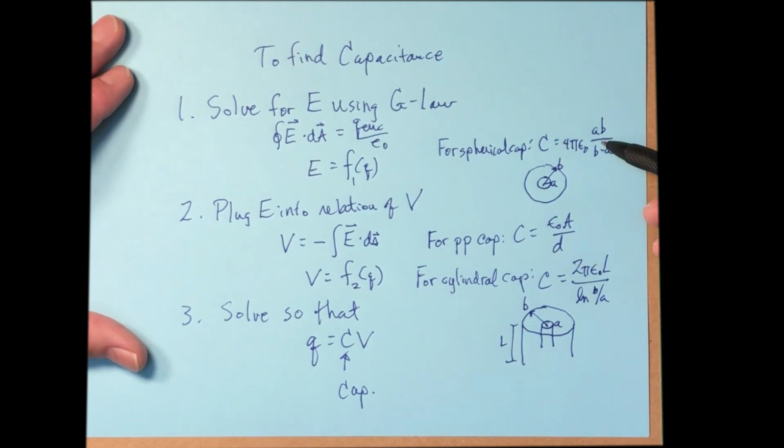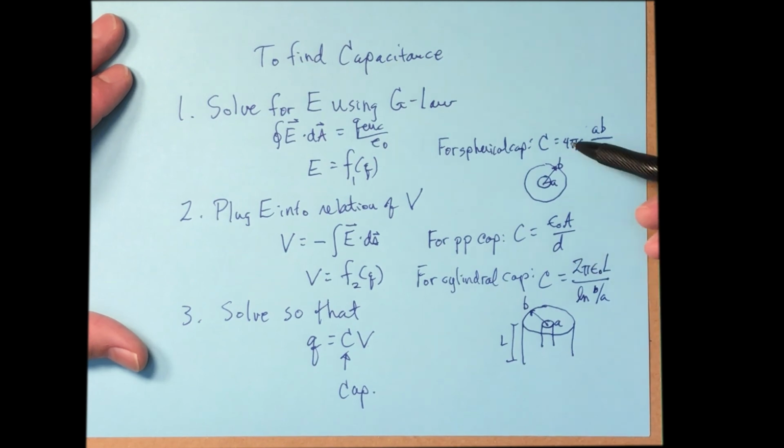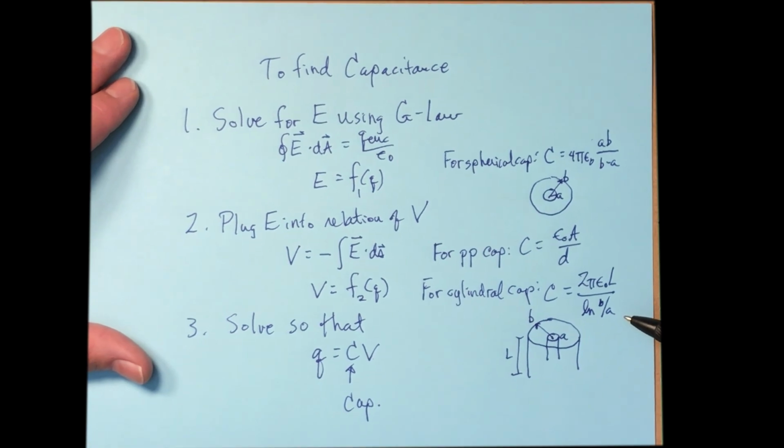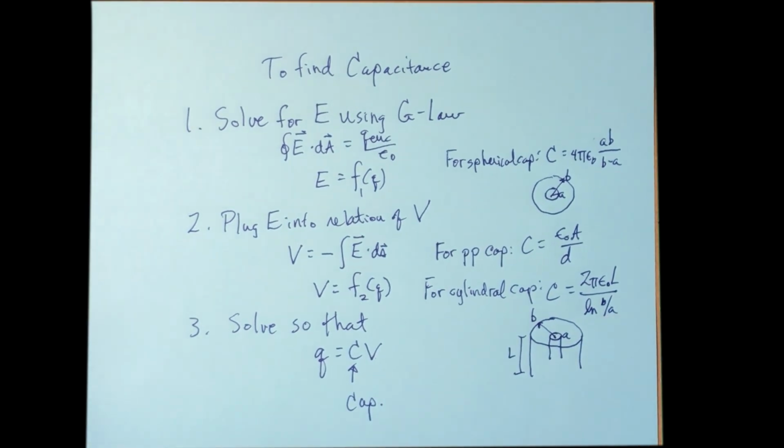Now think about this for a minute. Look at each one of these. These are 3 separate cases, very different geometry, but notice in each of these cases C depends not upon charge or voltage or electric field. The capacitance depends only upon the geometry: how big the radii are, how large the area and separation is, or how long the cylinders are and their radii. So all of these are independent of everything except geometry. They depend solely upon geometry.